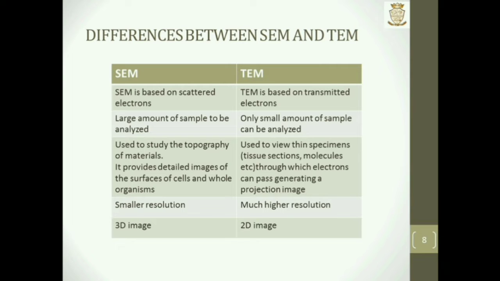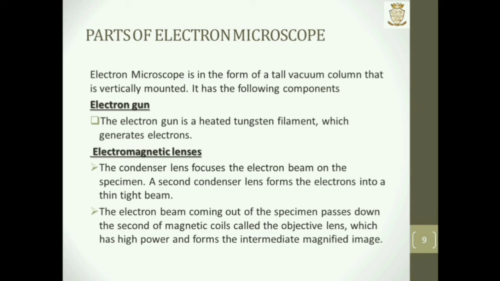Parts of electron microscope. Electron microscope is in the form of a tall vacuum column that is vertically mounted. It has the following components. Electron gun. The electron gun is a heated tungsten filament which generates electrons. Another component is electromagnetic lenses. The condenser lens focuses the electron beam on the specimen. A second condenser lens forms the electrons into a thin, tight beam.